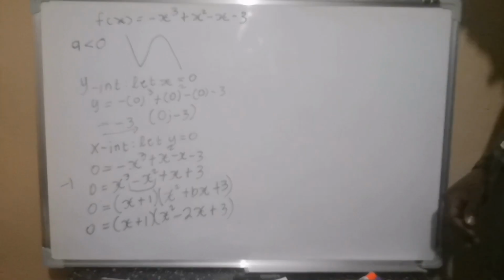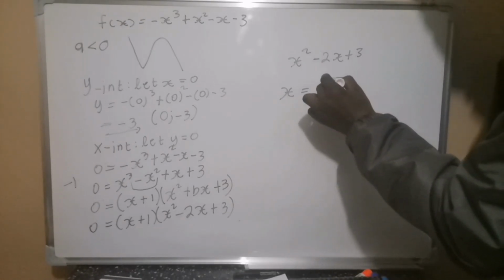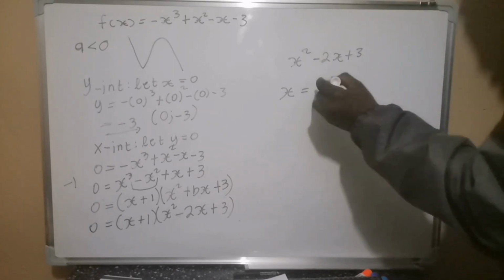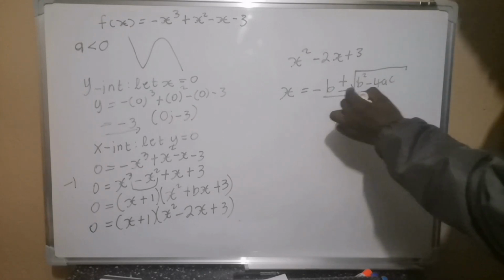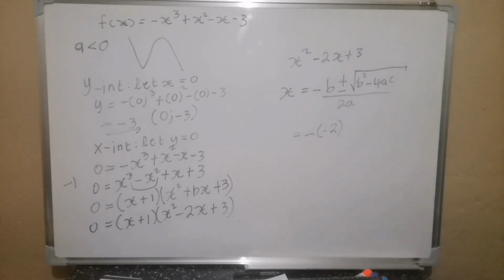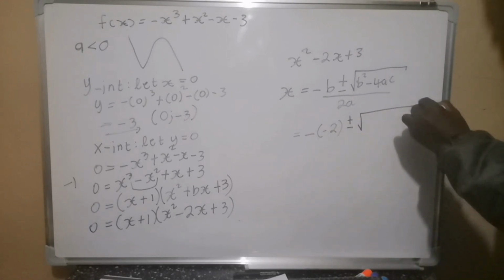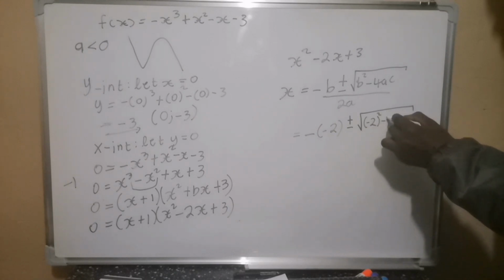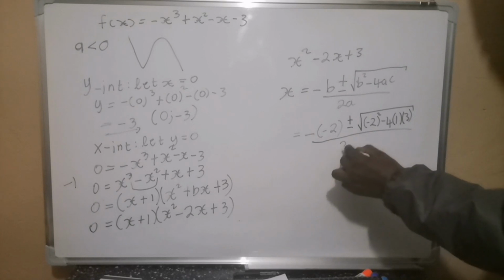Let me just remove the last part and use the quadratic formula to find the factors of my quadratic equation, x squared minus 2x plus 3. So we have x equal to negative b plus or minus the square root of b squared minus 4ac, over 2 times a. Then negative negative 2, and guys, I hope you know the quadratic formula. Negative negative 2 plus or minus the square root of negative 2 squared minus 4 times a, 1, c, 3, all divided by 2 times 1.